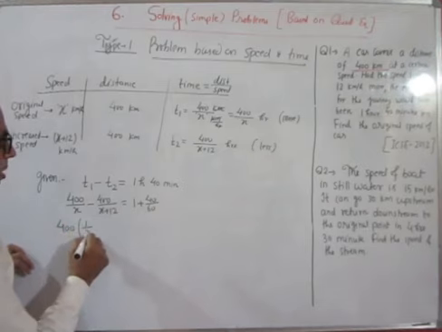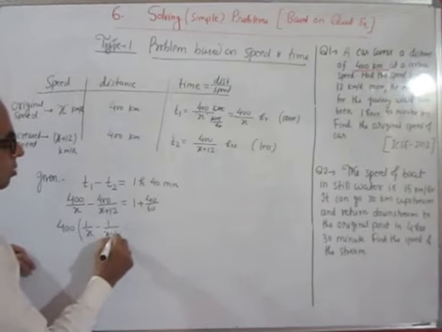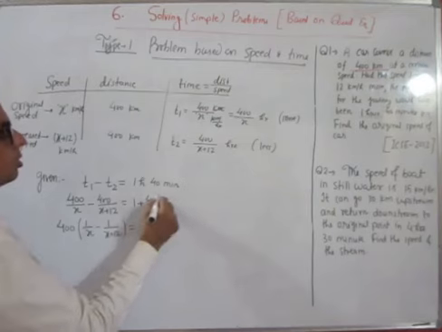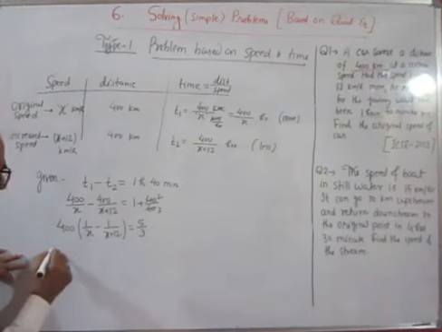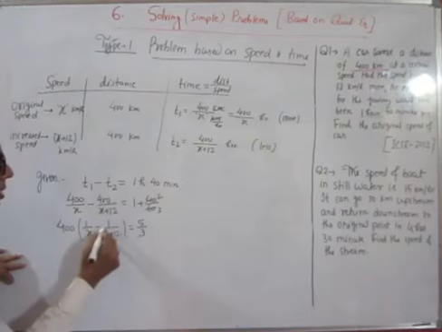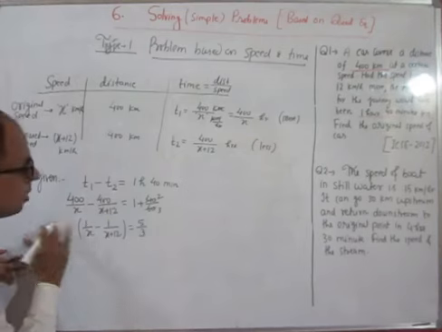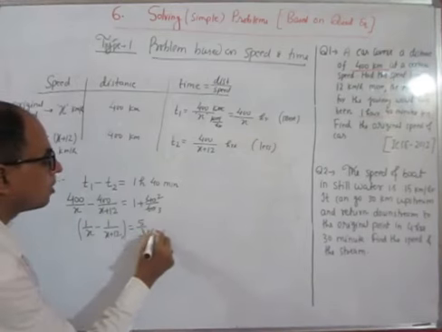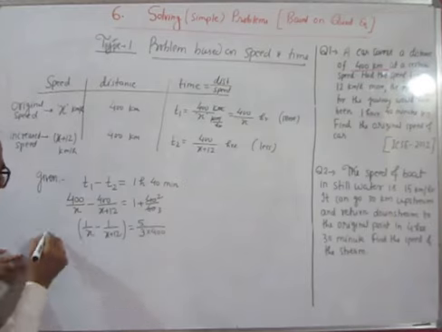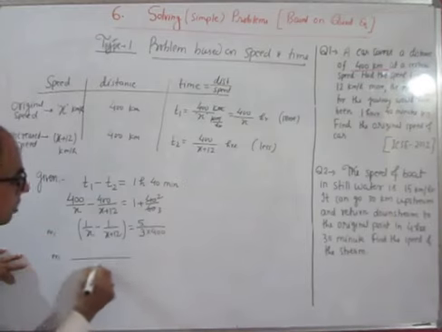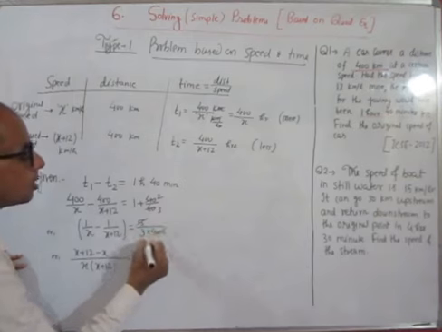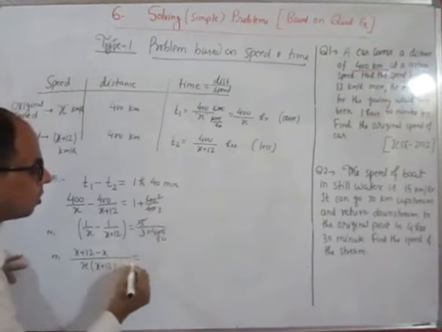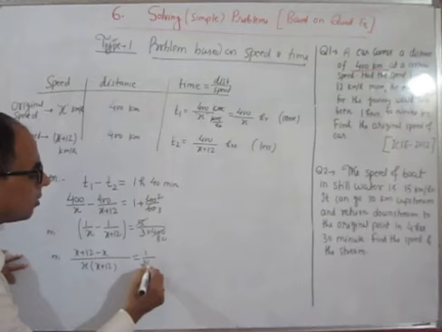So here you will get 1 by x minus 1 by x plus 12 is equal to 5 by 3. Now simplify this one and shift this 400 to this side, so it will come in the denominator. Now here the LCM is x into x plus 12, and x plus 12 minus x is equal to 12. Cancel it, and we get 1 by 240.